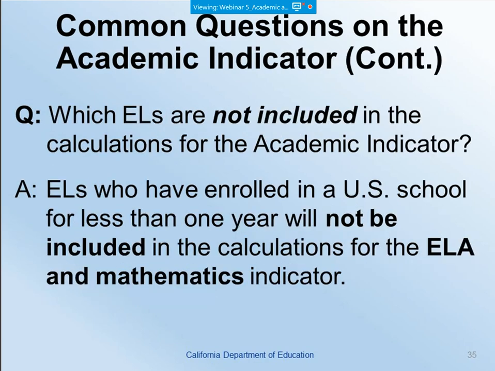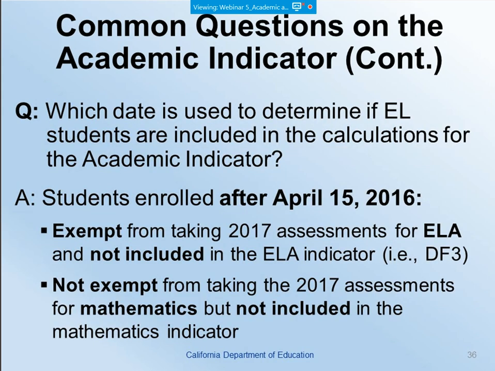So which EL students are not included in the calculations for the academic indicator? It's those EL students who have enrolled in a U.S. school for less than 1 year. Those students will not be included in the calculations for either ELA or mathematics. And so, of course, everyone's always asking us, what date are we using for this? And so we are looking at students enrolled after April 15th, 2016.